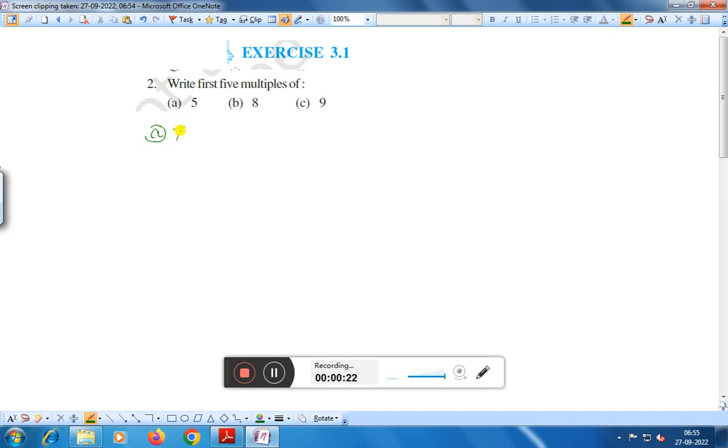The first 5 multiples of 5 are, we'll write the multiples, that is 5 into 1 is equal to 5.